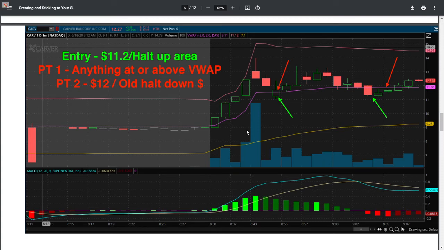Now let's get into halts. We want to know where we are taking our profits for halts. My halt strategy, love it. The 1120, this is where we halted up at. I'm waiting for a bounce play back at 1120. I get it perfectly. Of course, it comes down a little bit below it.